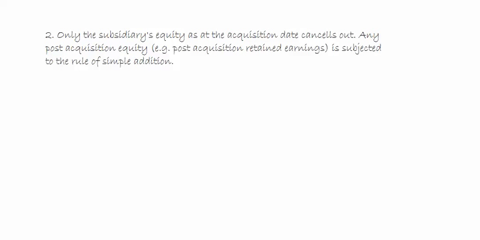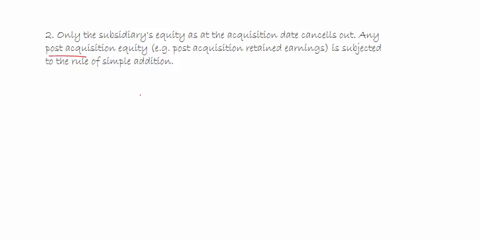The second rule of consolidation is that when you are cancelling out the cost of the subsidiary against the subsidiary's equity, only the equity that was there on the date of acquisition cancels out. So any post-acquisition equity will not cancel out.